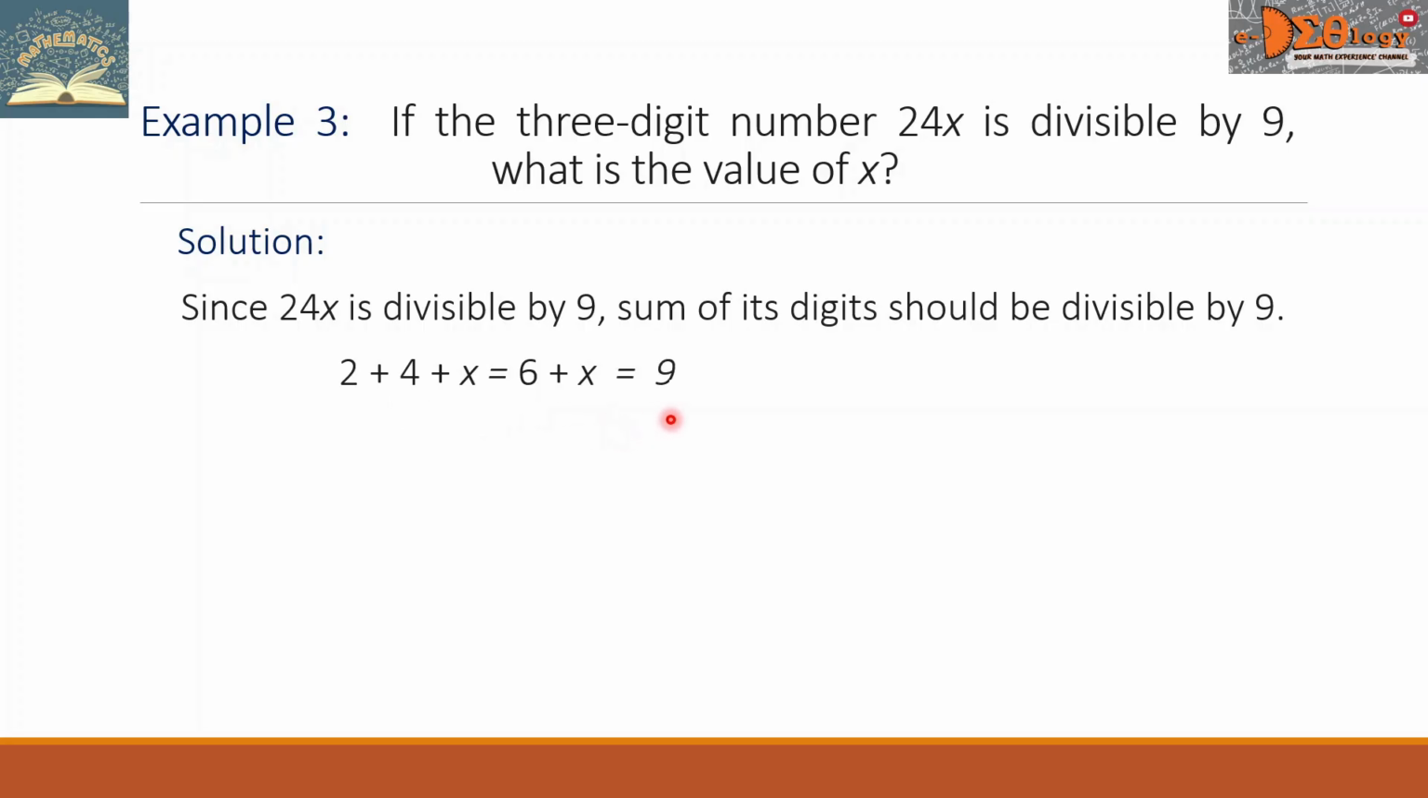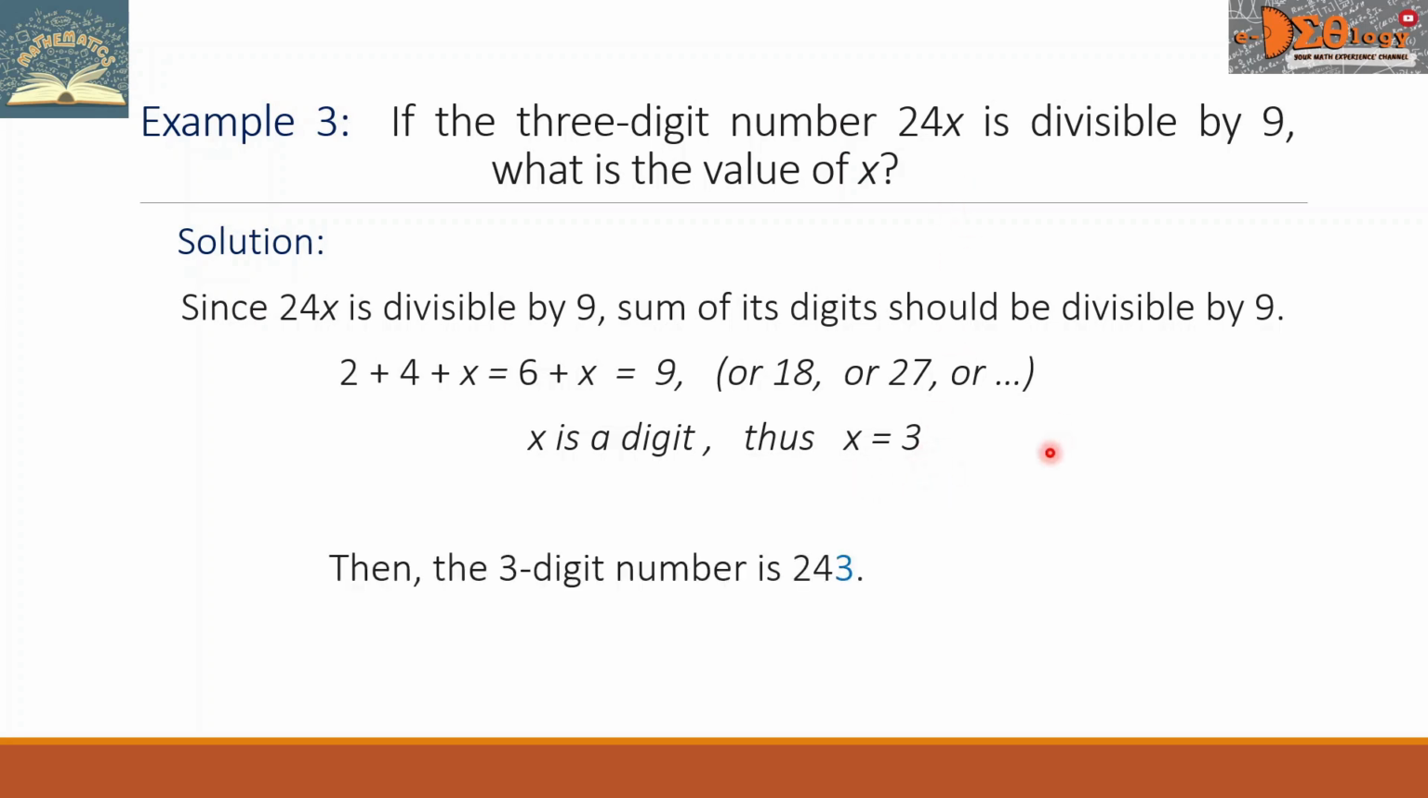The sum must be 9 or a multiple of 9, let's say 18 or 27 and so on. But x here is a digit in the ones, so that means there's no other way but x should be equal to 3. So when we write this x as 3 in the number, the 3-digit number is 243. So the value of x is 3.